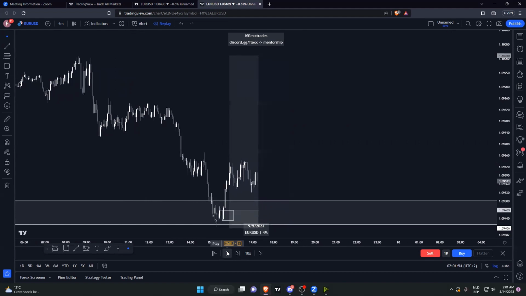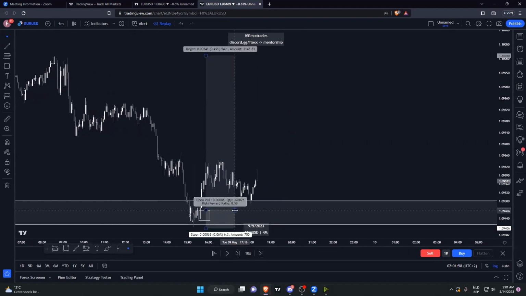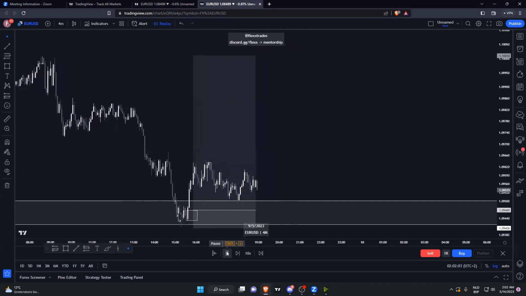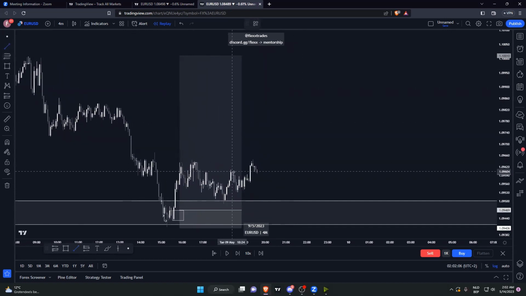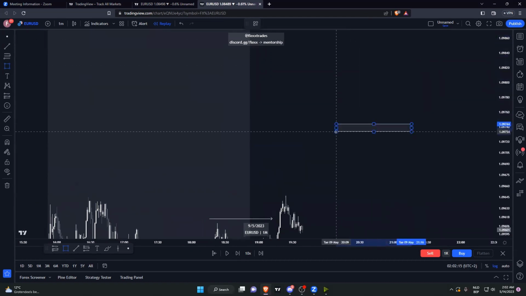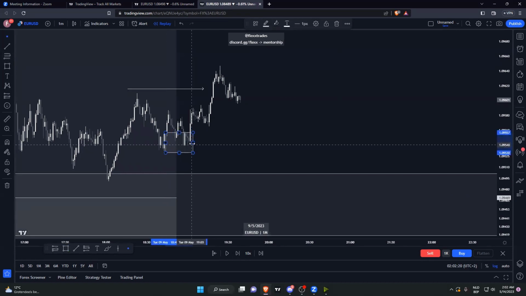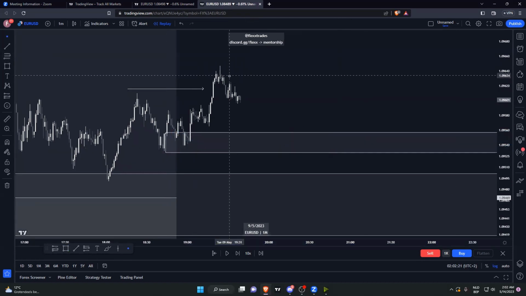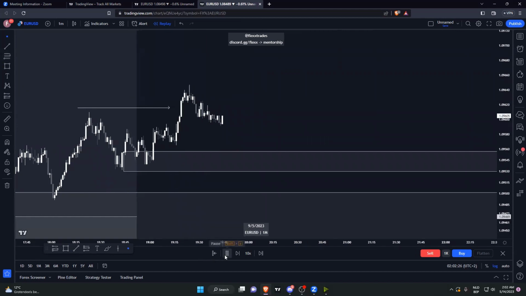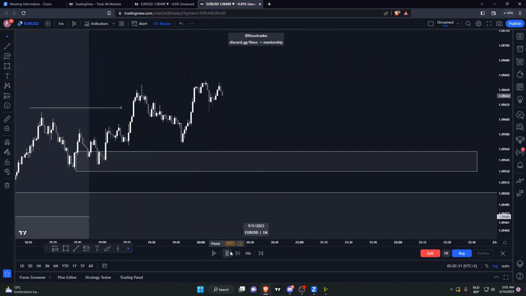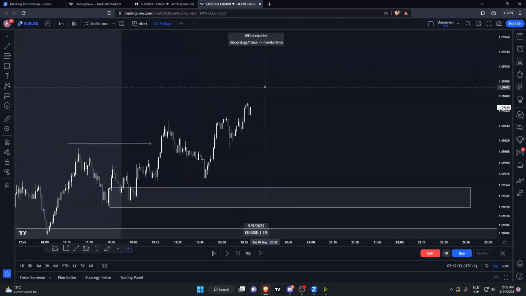So we have the sweep of the low, which is nice. Are you kidding me? Are you trolling? Okay, no, it managed to tap in. Break of structure. Why am I on the 4-minute? What is wrong with me? So now we have this demand zone, which we're trying to long from, right? Price managed to bounce before getting us. Yeah, so we have that break of structure now.